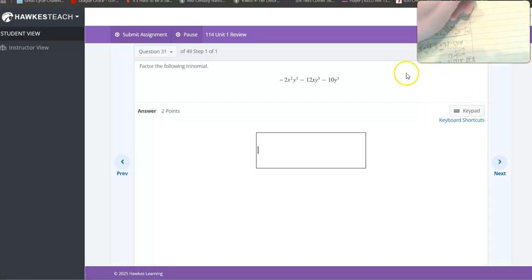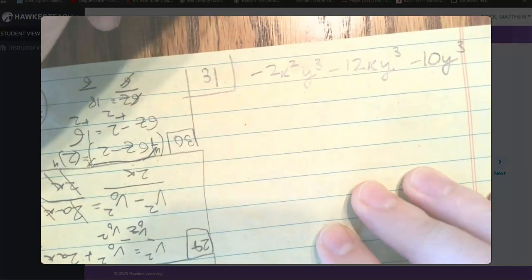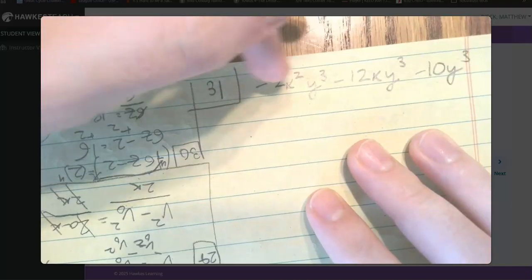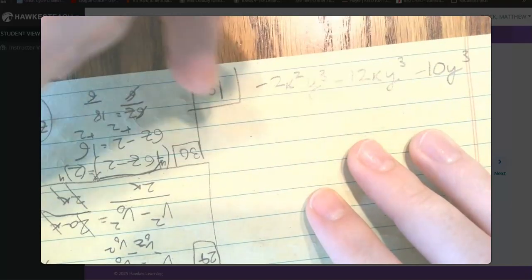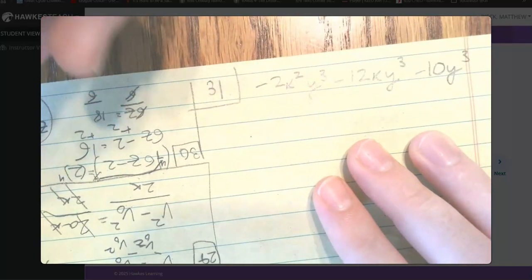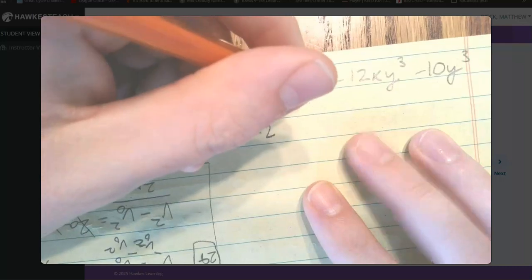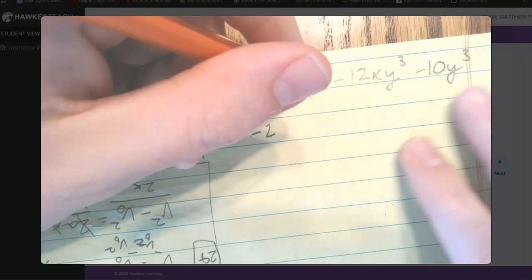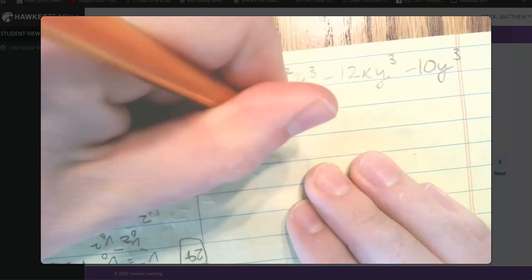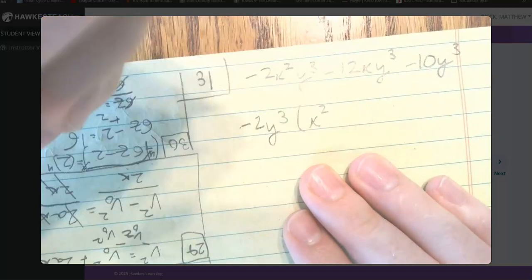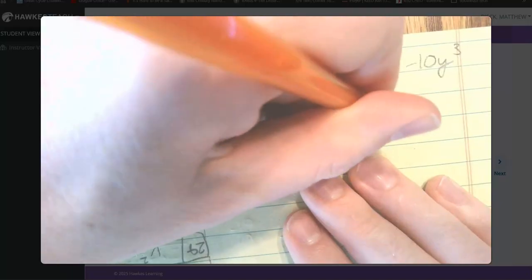All right. So next we're asked to factor this trinomial. So looking at this, we have 2 goes in every single one of these. In fact, negative 2 does. So I'm going to go ahead and factor out negative 2. And we don't have an x in my last one, but y to the third is also a common factor. So you have negative 2 y to the third. So then we're going to have x squared plus 6x plus 5.